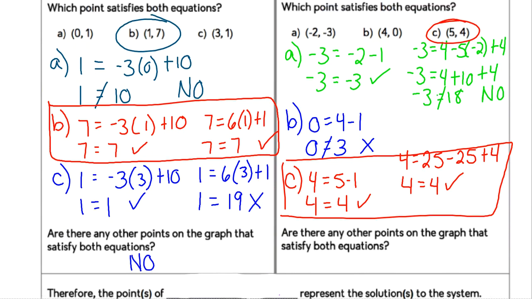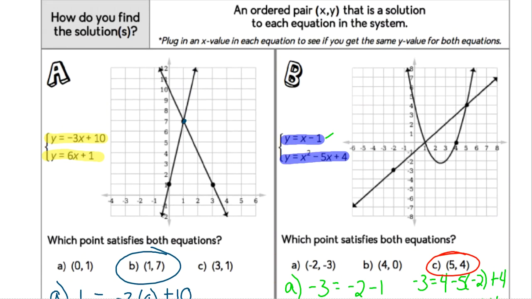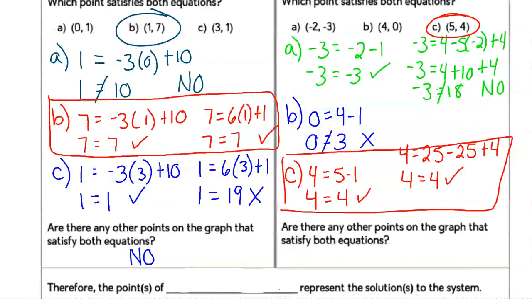If we look at our second system, we know that this point at 5, 4 is a solution. And we can see from the graph that there is this other intersection point where the two graphs are the same. So we would say, yes, there is another point for this one. There are two intersection points, and the second one is at 1, 0.